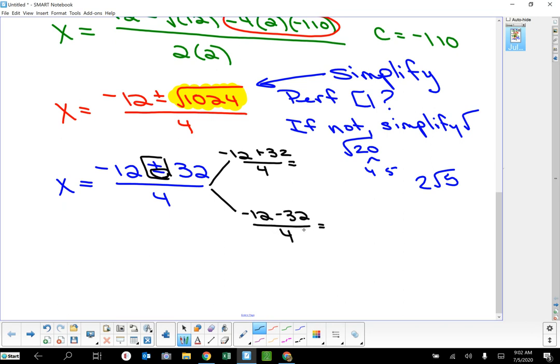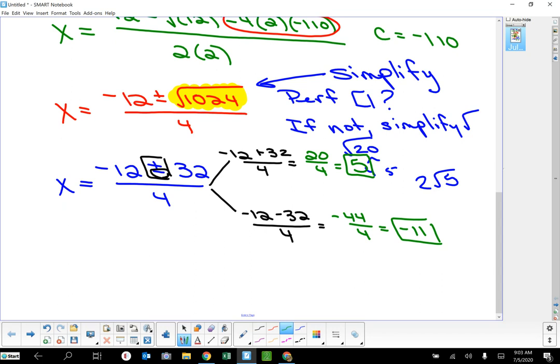And now simplify these guys. So let's see. Negative 12 plus 32 is 20 over 4, which equals 5. So that's one answer. And negative 12 minus 32 is a negative 44 over 4, which is a negative 11. So your two answers for this are 5 and negative 11.